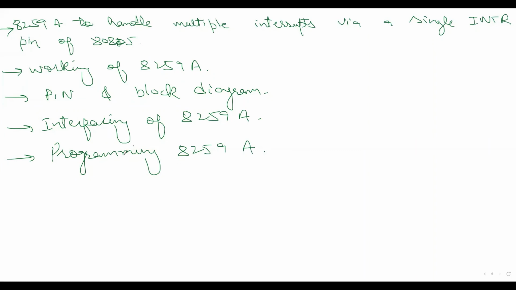These were the contents of this lecture, and I hope you are able to understand all those things. In the next lecture, besides this device 8259A to handle multiple interrupts, we have another scheme called DMA, direct memory access, that is also used to handle communication with outside devices. We will see what DMA is, and we will also discuss a DMA controller.